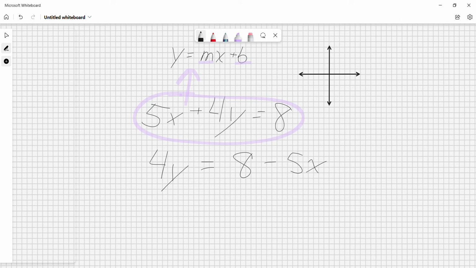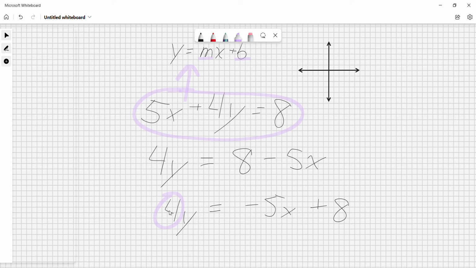I can rearrange those terms. I have a positive 8 right here, and I have a negative 5x right there. I can just rearrange those terms. And so I'm going to do that. So I'm going to say 4y equals negative 5x and positive 8. Now I still have this pesky little coefficient that I need to make that coefficient 1.